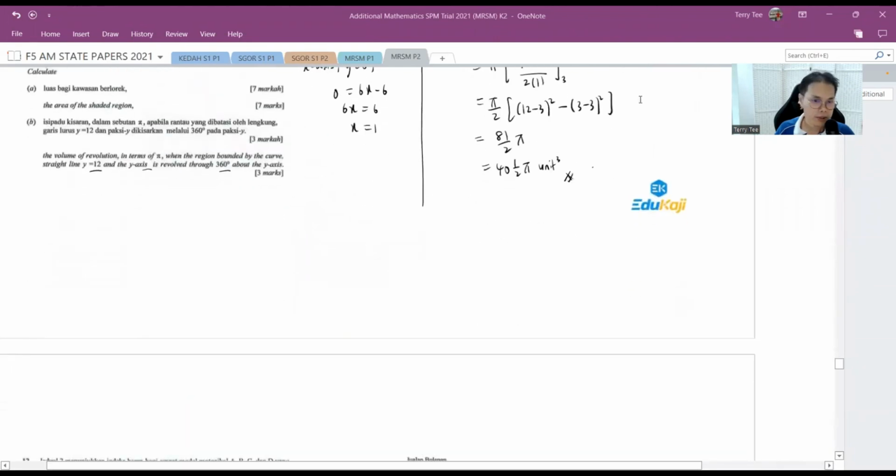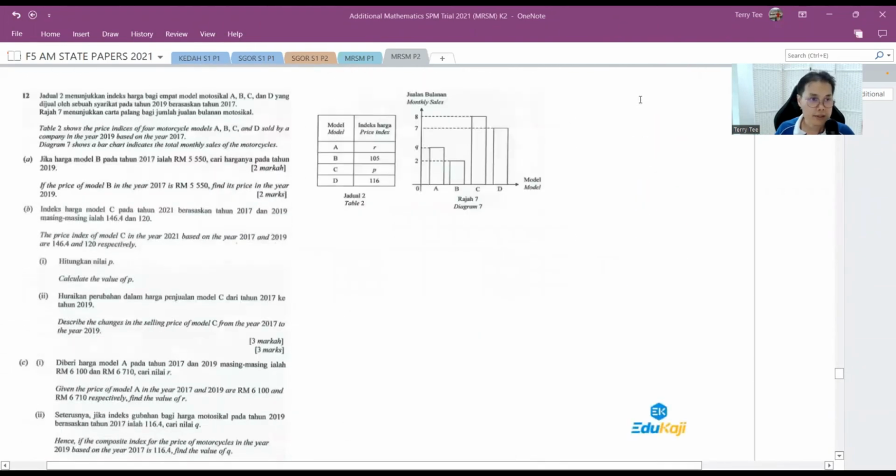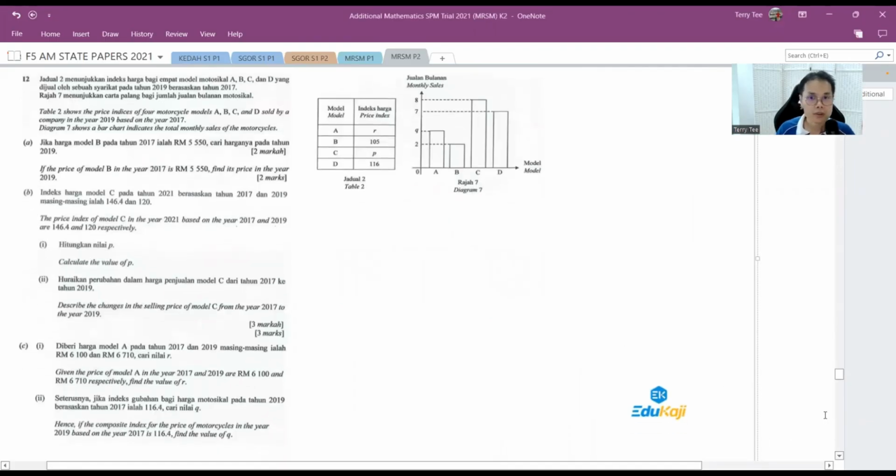Moving on to the next question. The next one is section C, index number, form 4, chapter 10. Okay, so here we have a table that shows price indices of 4 motorcycles, A, B, C, D, sold by a company in the year 2009 based on the year 2017. So first part, if the price of model B in 2017 is 5,550, find the price in 2019.